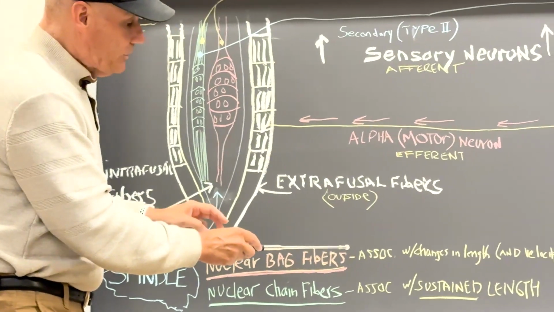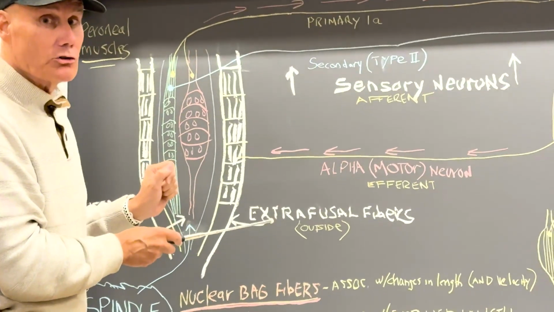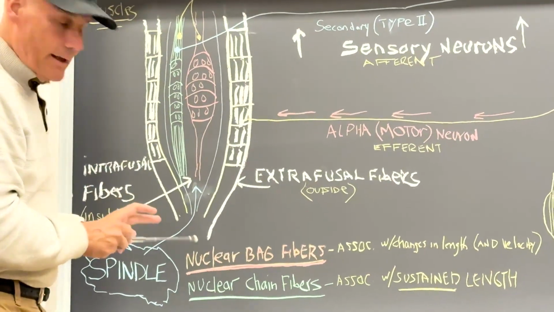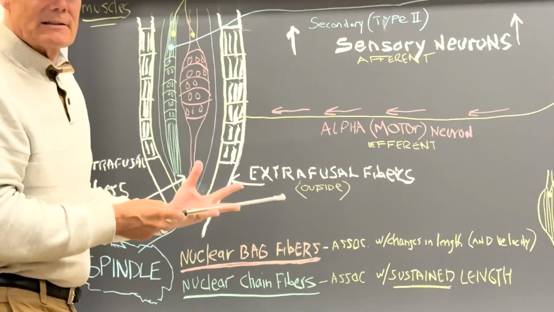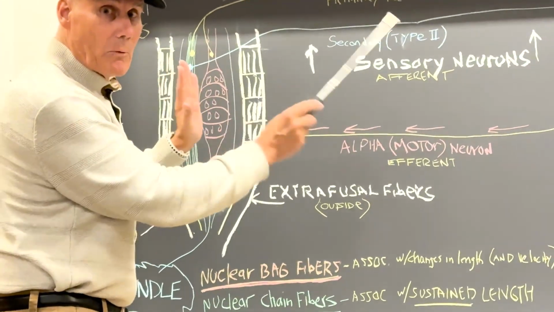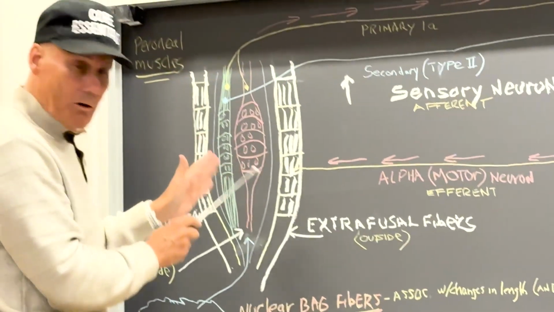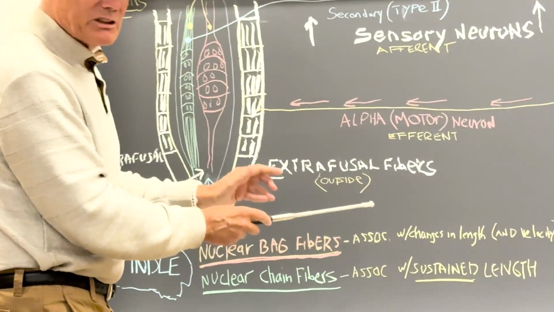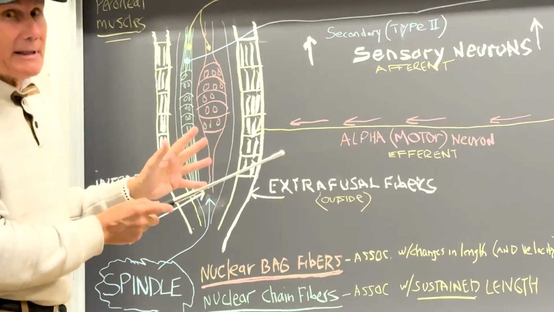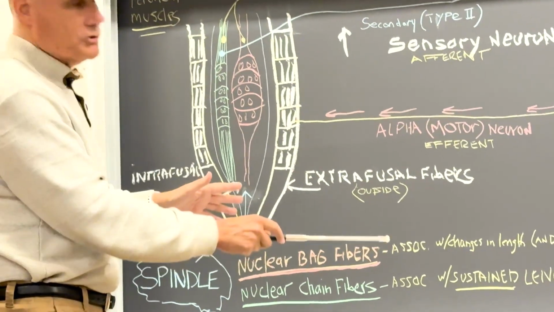The nuclear bag fibers are associated with changes in length and the rate or velocity of how fast that change occurs. Nuclear bag, okay? The nuclear chain, on the other hand, is more associated with sustained length. If it's sustained long enough, we're going to get into it. We're going to talk about what happens, okay? But for now, we're talking about nuclear bag, more associated with changes in length and velocity, how fast that happens, and that's important when we're talking about stretch reflex. I would imagine you understand that after everything I talked about. And then the nuclear chain is more associated with sustained length.